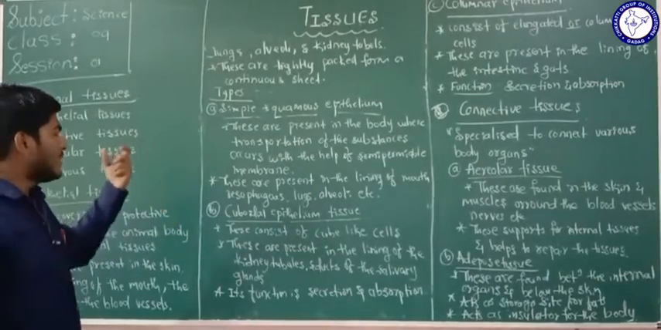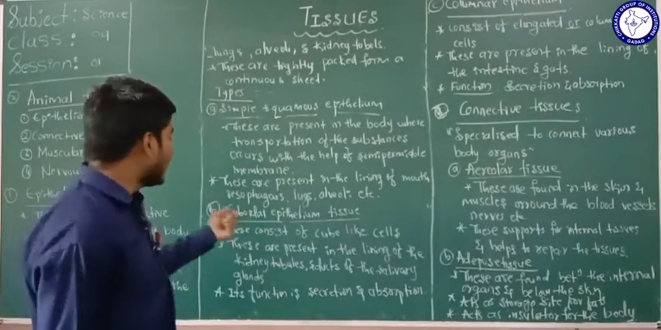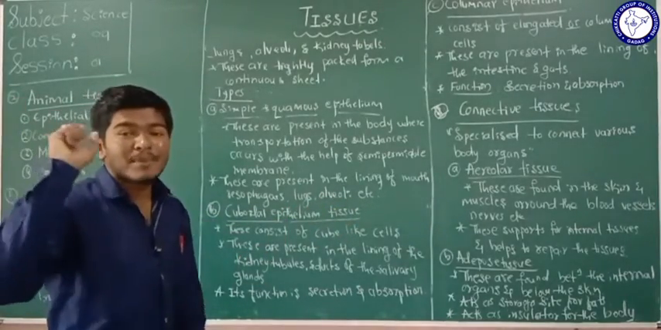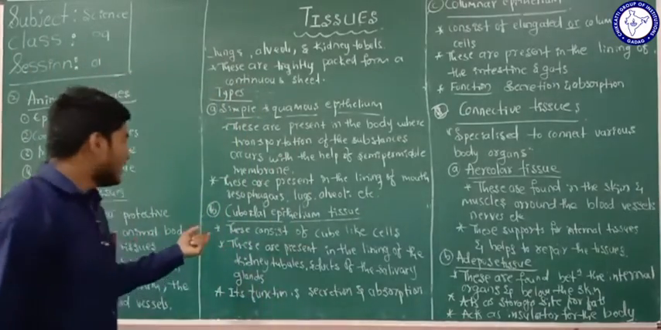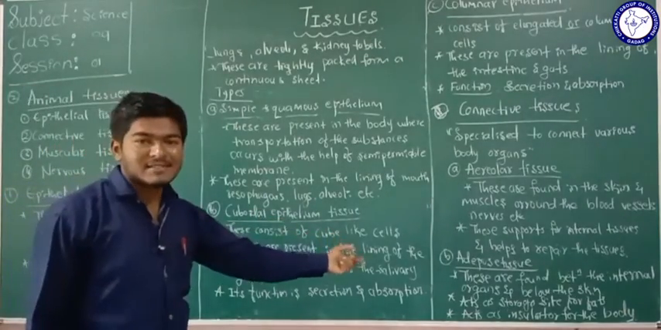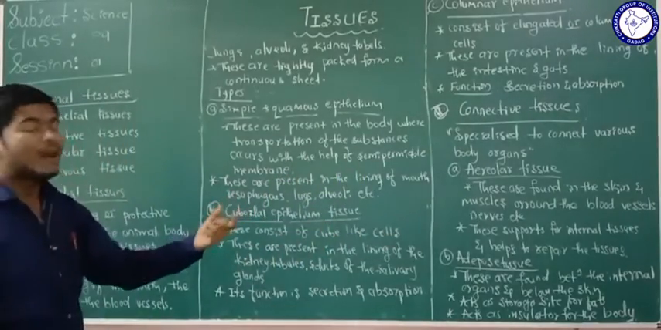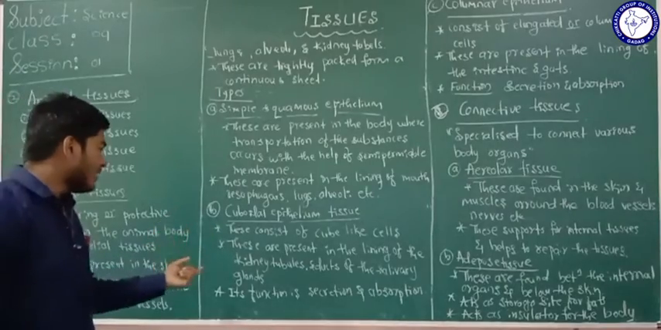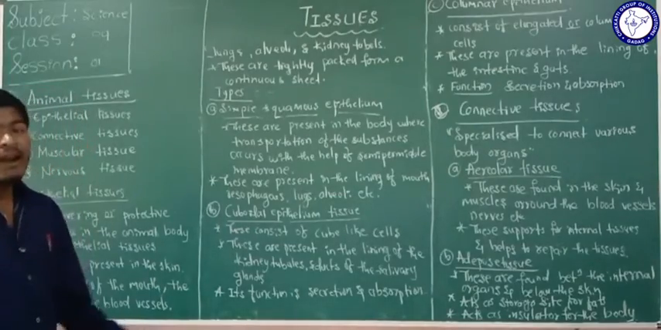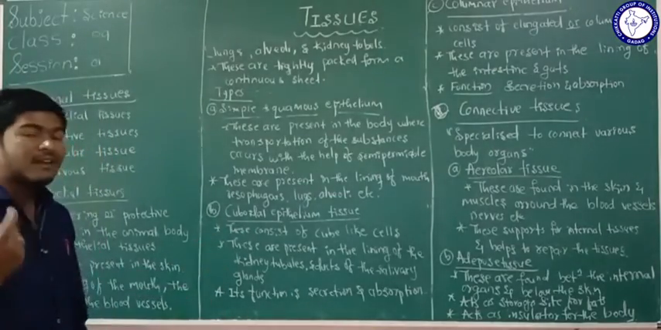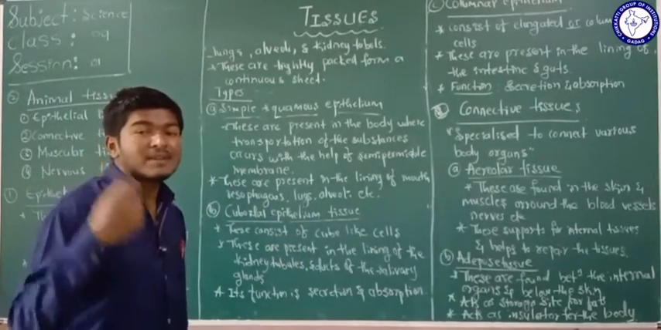The second type of epithelium tissue is cuboidal epithelium tissue. The name itself says the cells present in cuboidal epithelium tissue have a cubic structure. See here, these consist of cube-like cells. That's why it is called cuboidal epithelium tissue. These are present in the lining of the kidney tubules and the ducts of the salivary glands.